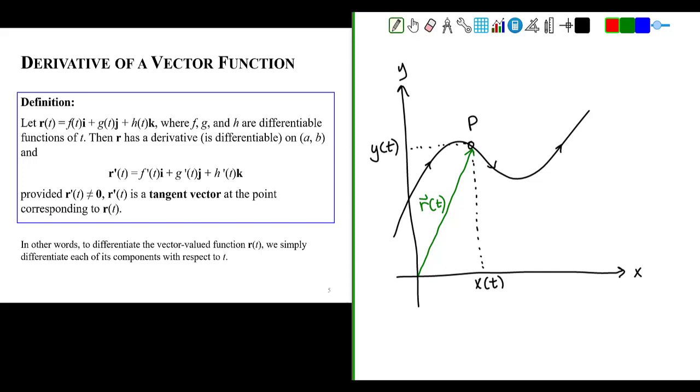Let's look at a line tangent to our curve at point P. So that would be a line that looks something like this. That's the tangent line at point P. Now, as you've seen earlier, as point Q gets closer and closer to point P, the vector constructed between the origin and point Q becomes more and more parallel to the tangent line.